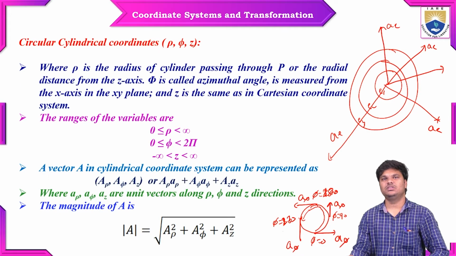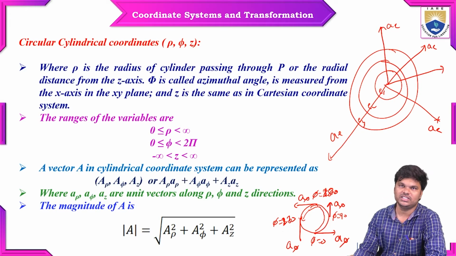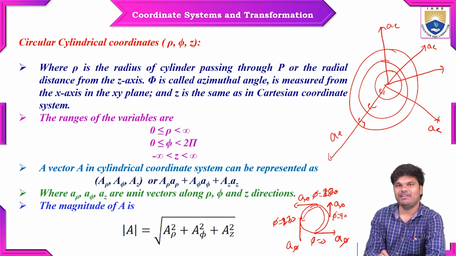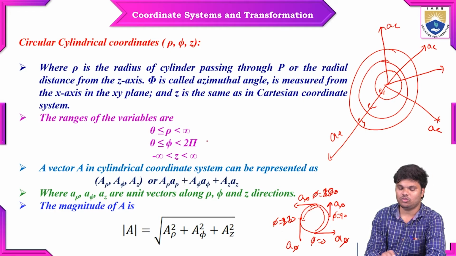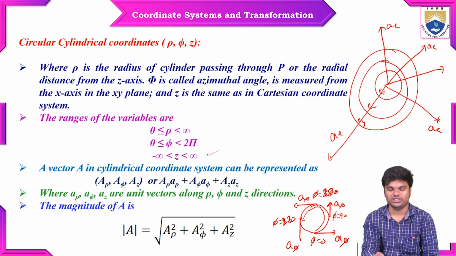Here we have the coordinates rho, phi, and z. Then what are the ranges of rho, phi, and z? Rho can be any value between 0 and infinity, because rho cannot be negative since it is a radius. Phi can be any value between 0 to 360 degrees, or 2 pi if it is in radians. And z can be any value between minus infinity and infinity. From the cylindrical coordinate system we know this.